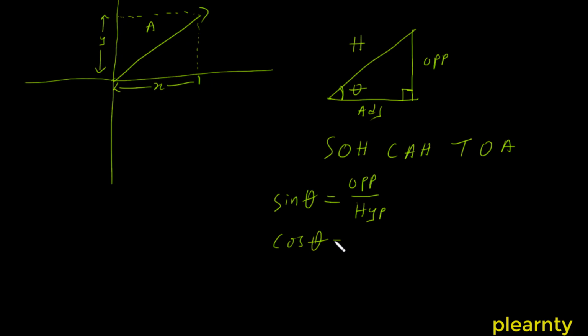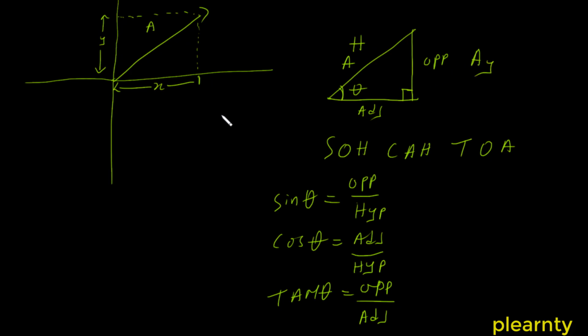Cos theta is equal to adjacent over hypotenuse, and tan theta is equal to opposite over adjacent. Now let's relate this to this. This is A. We can call this AY because it is A on the y-axis, the amount of A we have on the y-axis. So opposite is AY, and this is AX.